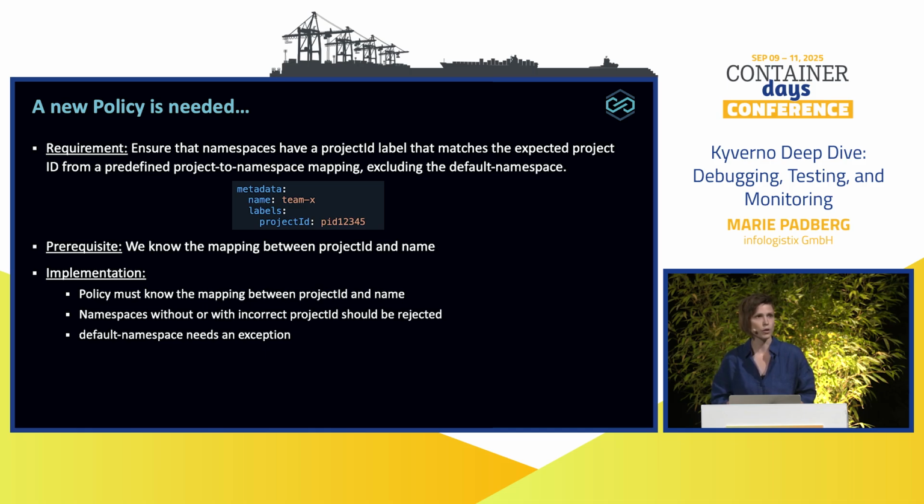And for the implementation, we need to find a way that the policy can also know the mapping between project IDs and namespaces. And next, we need to ensure that namespaces without or with incorrect project IDs should be rejected. And we need an exception for the default namespace.